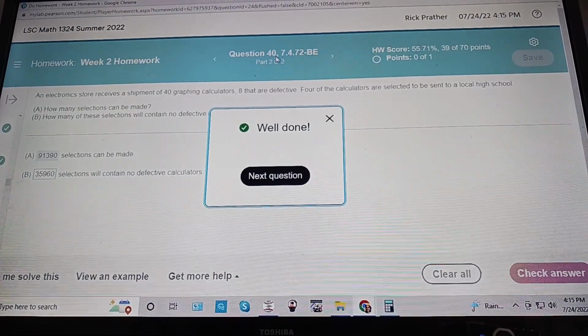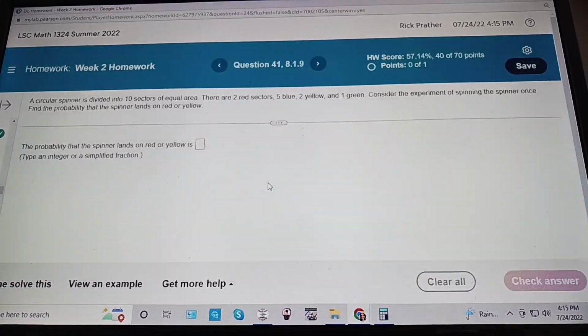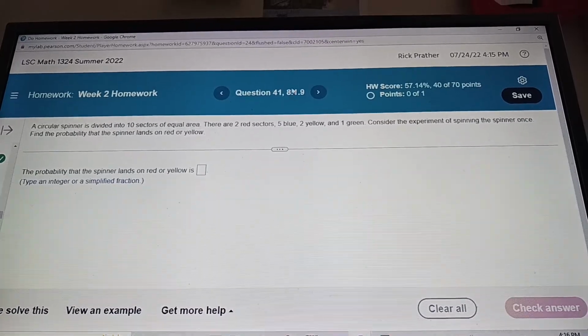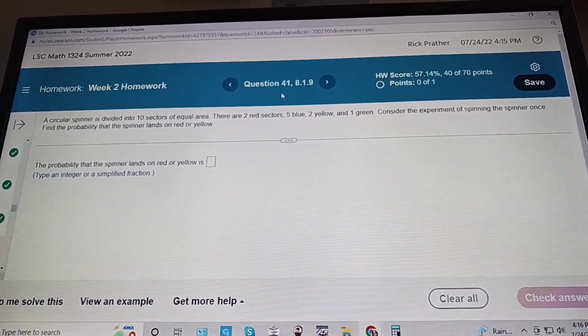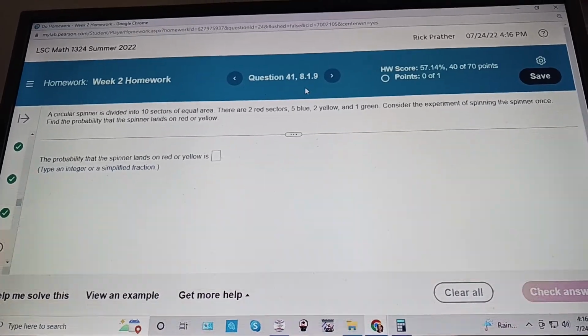Okay, so that's question 40. That's the end of section 7.4. So we've done everything in chapter 7 you need to know for this week, 7.1 through 7.4. We're now in 8.1. So questions 41 through 50 are going to be section 8.1.